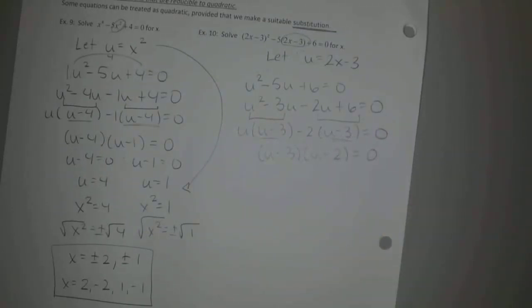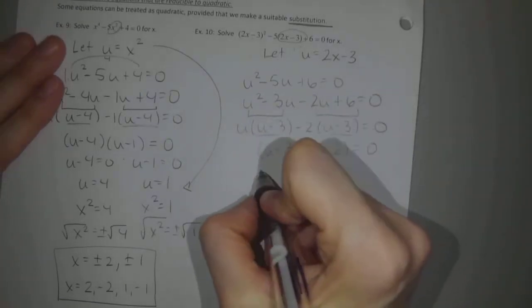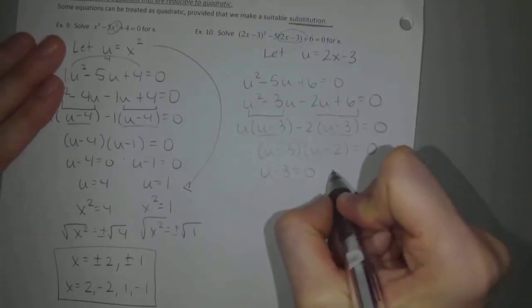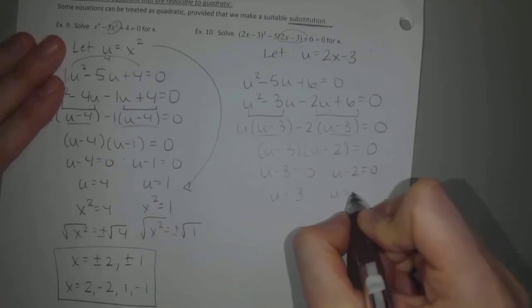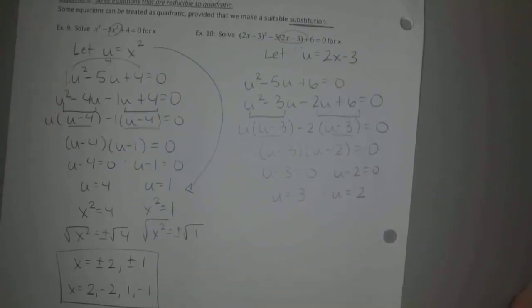So zero product property says set them each equal to 0. So u minus 3 equals 0, u minus 2 equals 0. So u equals 3 and u equals 2. And again, my math lab will be like, what the heck is u? Where did he come from? Well, u was our concise little way to plug in 2x minus 3, right?